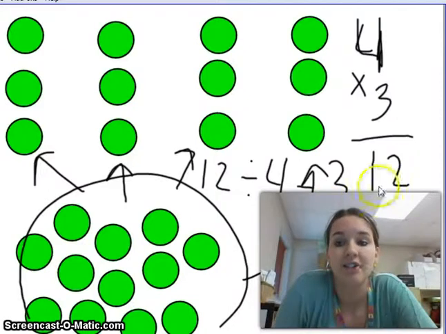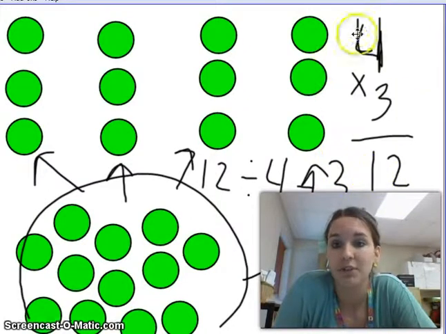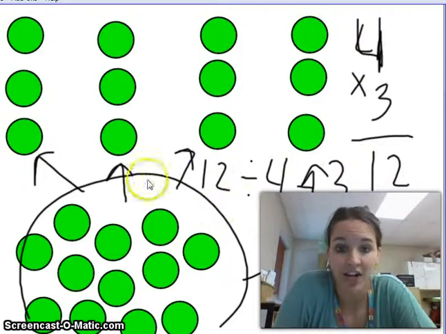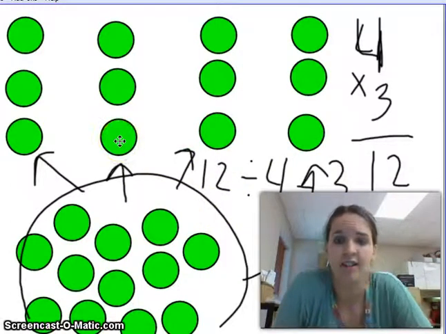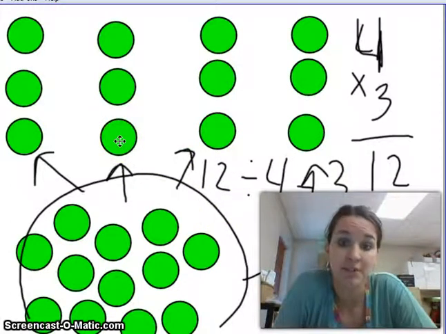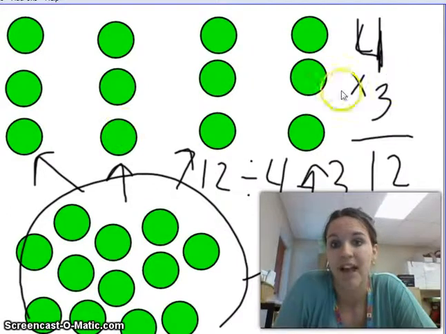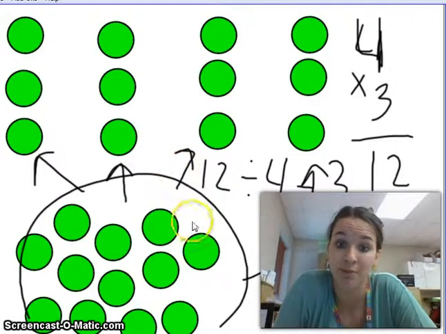So hopefully you can see the relationship between this multiplication fact and this division fact. I didn't change the array, the arrangement of the chips, the number of chips, everything stayed the same. And I was able to show a multiplication problem where I started with equal groups, and then I was able to show a division problem where I put things into equal groups.